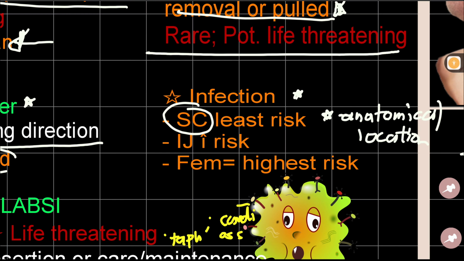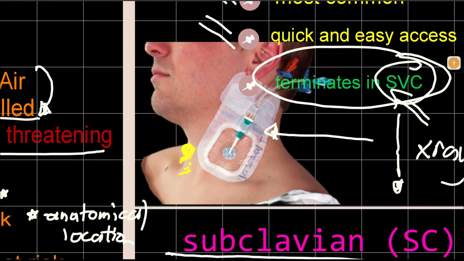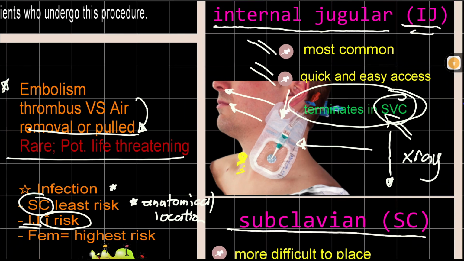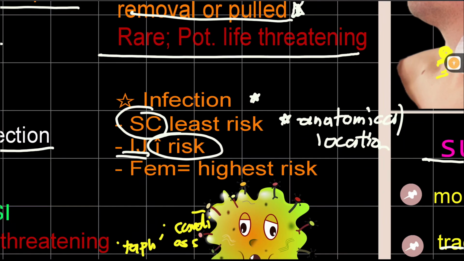Now, the next one is your IJ. Now, this is high risk. Why is it high risk? Have you seen your IJ? It's close to the mouth and it's close to the nose. Or kung may ear discharges ang pasyente mo, pwede rin yun. So, it's high risk for infection.